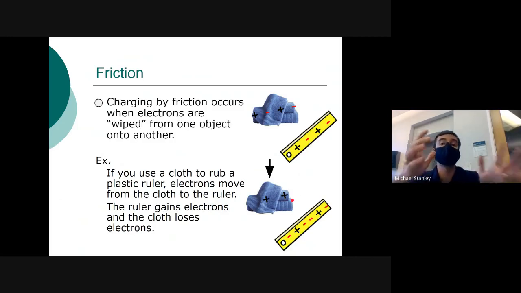All right, so friction is literally rubbing things against each other and creating a charge that way. The electrons from one object are literally being rubbed onto another object, ending up with one that has more electrons and is negative, and one that now has more protons than electrons, and it becomes positive.